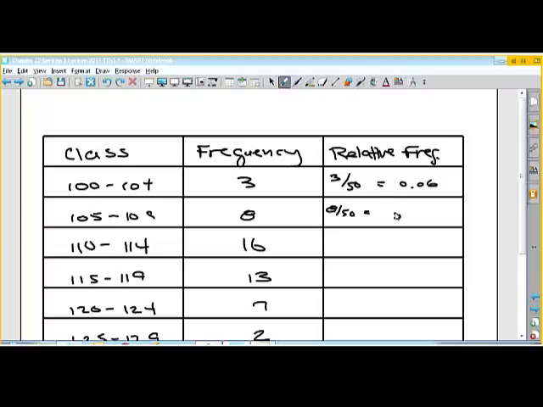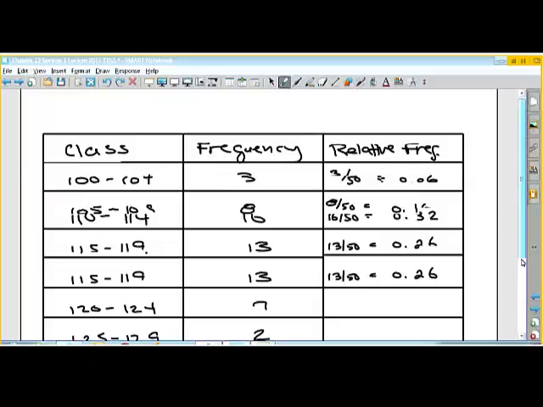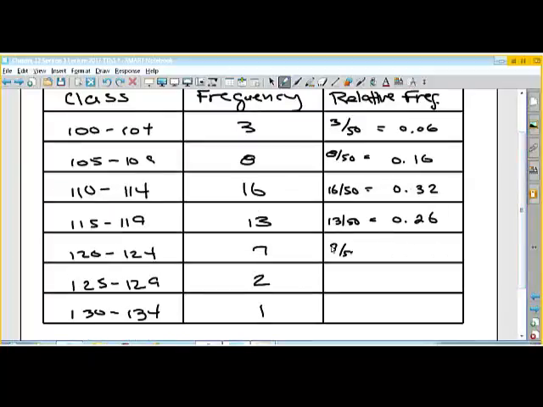And this one would be 8 divided by 50, which would be 0.16. So I'm doubling it, 8, I'm getting 16. 16 over 50. So you double that, you get 32, so that'd be 0.32. 13 over 50, which would be 13 times 2 is 26, so it'd be 0.26.